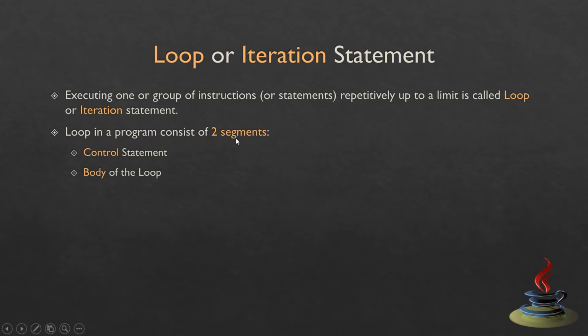That means in your loop program or looping concept in Java, there are two parts. One is your control statement, another one is the body of the loop. The control statement is known as the condition. If the condition becomes true, then the statements will execute that many times. If the condition is true for four times, then the body of the loop will execute four times. That is, the body of the loop depends on your control statement.